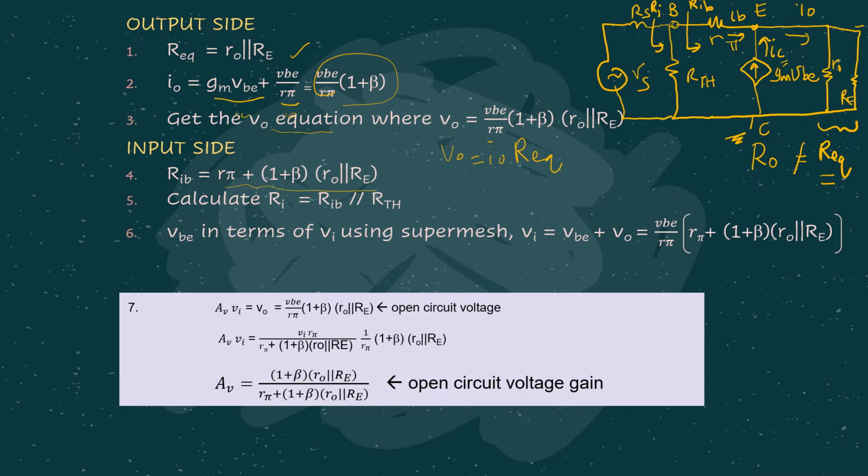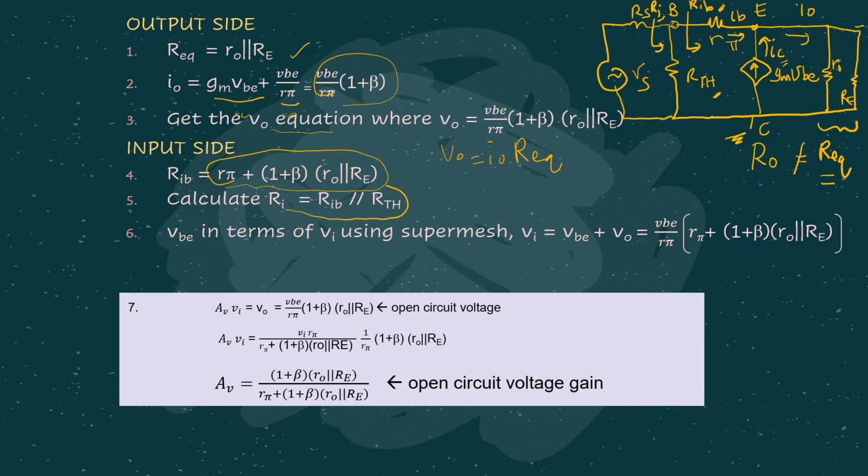RIB is just about the same thing that we managed to consider from the common emitter amplifier, where it is given by R pi plus (1 plus beta) times R0 in parallel to RE. And then from there we can relate RI to RIB, because RI is actually RIB in parallel to RTH. Okay, RI is the resistance which is equivalent to RIB in parallel to RTH.